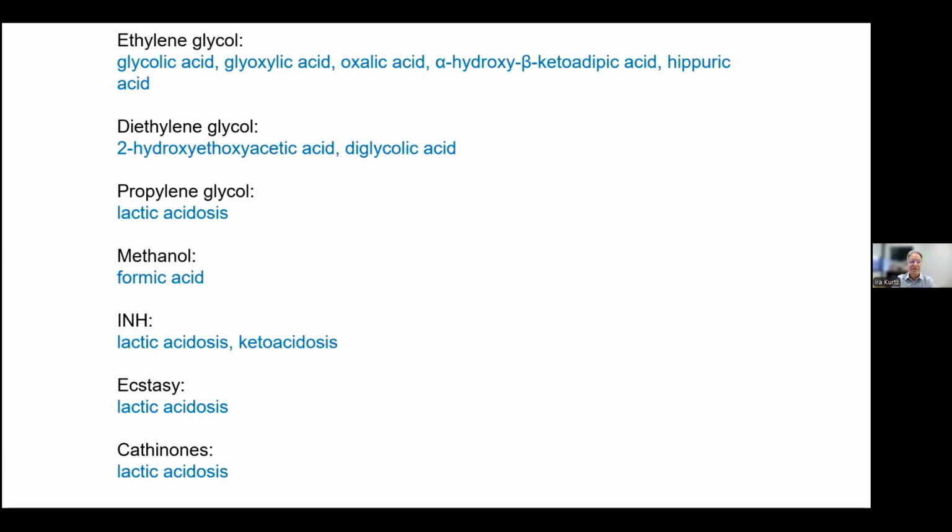Now, each of these things has different organic anions that you just need to memorize. So ethylene glycol, there's a list of all the organic anions that are felt to be causally related to the metabolic acidosis. Diethylene glycol, there's two organic acids that create the metabolic acidosis. Propylene glycol is lactic acidosis. Methanol, remember, is formic acid. That's felt to be what causes the eye problems. It's the formate. INH is lactic and ketoacidosis, ecstasy lactic, cathinones lactic.